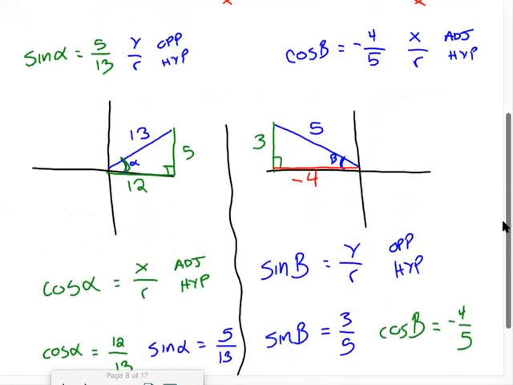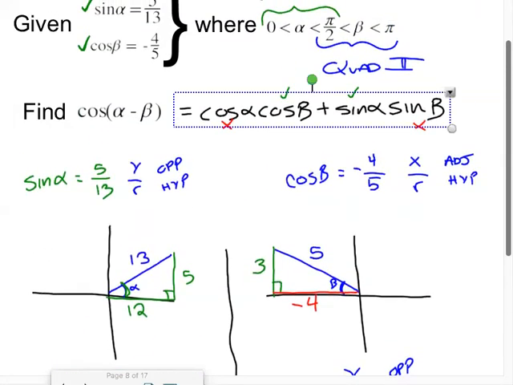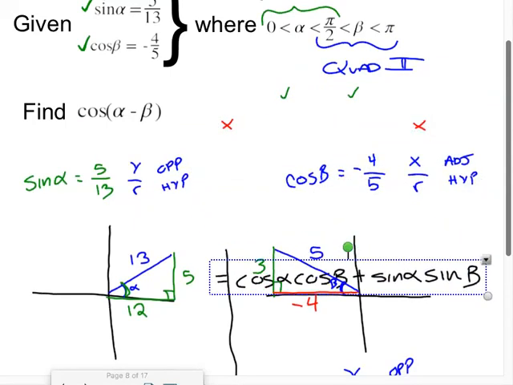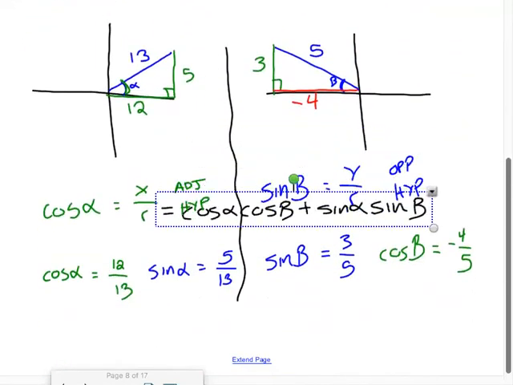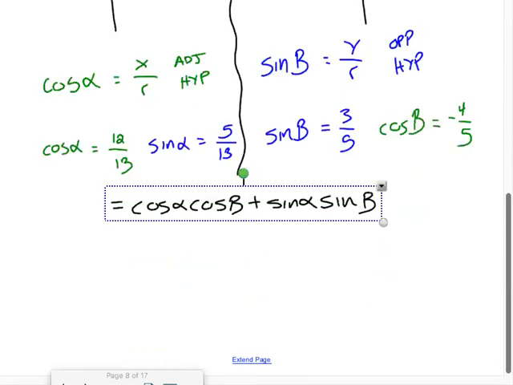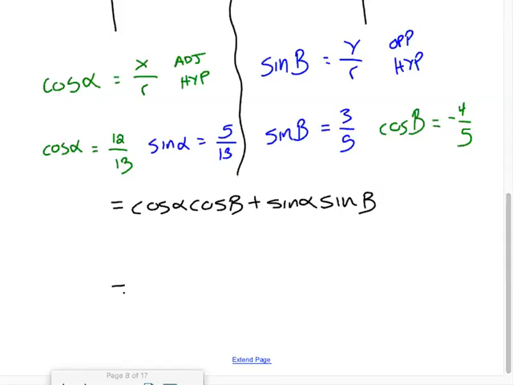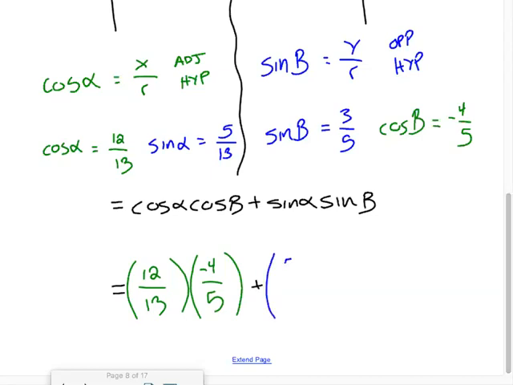Let's go back up and look. I'm trying to evaluate this right here: cosine alpha, cosine beta, plus sine alpha, sine beta. I'm going to take this all the way down so I don't have to rewrite it. Now I want to evaluate this. I'm just plugging our values in. Cosine alpha we know is 12/13. Cosine beta is -4/5. Plus sine alpha, which is 5/13. Sine beta is 3/5.